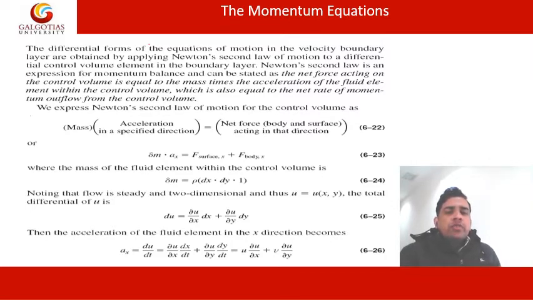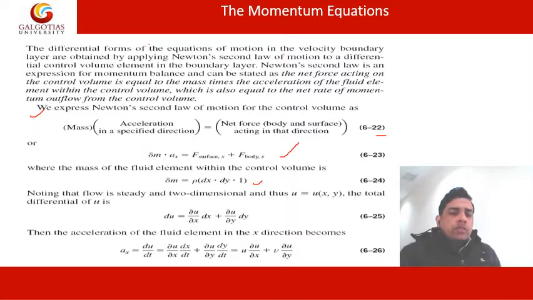So we express Newton's second law of motion for the control volume like this: mass times acceleration in a specified direction is equal to the net force, that is the body and surface forces acting in that direction. This is the net force which is acting on the body, where the mass of the fluid element within the control volume is equal to this value.